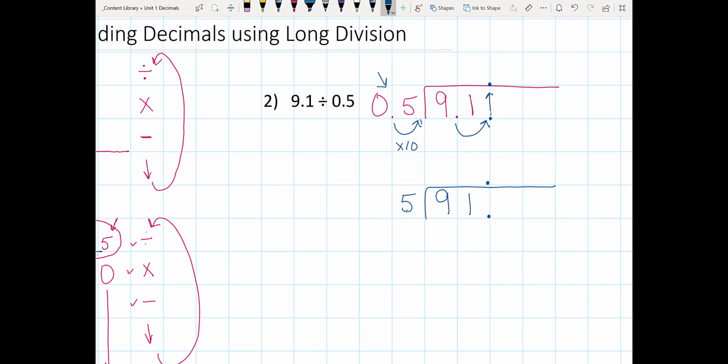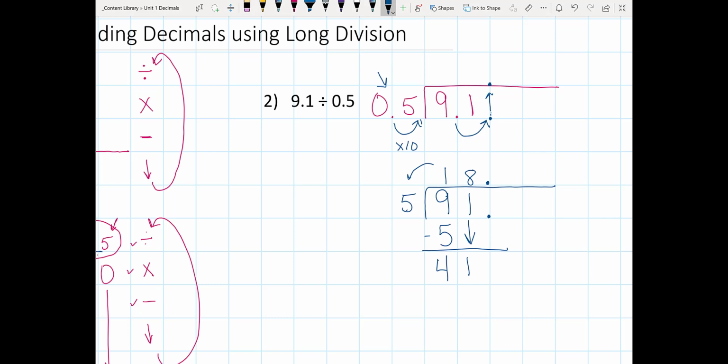5 can go into 9 one time. Then we need to multiply. 1 times 5 gives us 5. And then we subtract. 9 minus 5 is 4. We bring that 1 down. And then we ask ourselves, how many times does 5 go into 41? And the answer is 8.